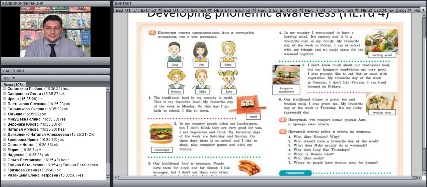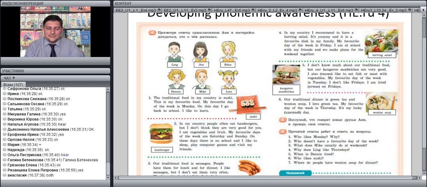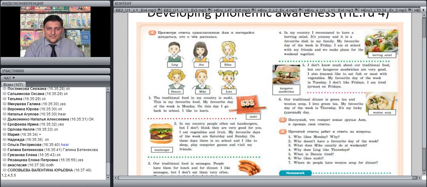5. I'm Dennis. I don't know much about traditional food in Australia, but our kangaroo sandwiches are very good. I like to eat fish or meat with vegetables. My favourite day of the week is Tuesday. I don't like Fridays. I'm tired on Fridays. 6. Hello, I'm Ling. Our traditional dinner is green tea and wonton soup. I love green tea. My favourite day of the week is Thursday. It's my lucky day.